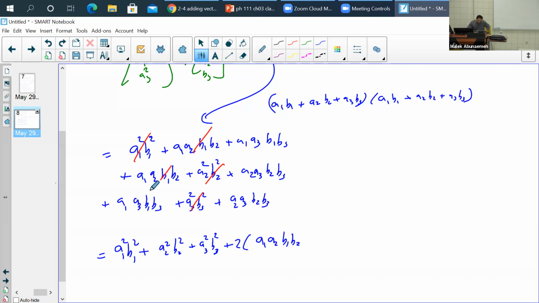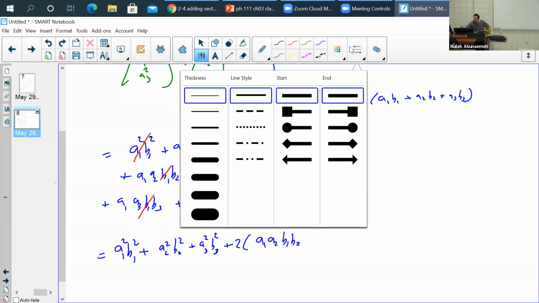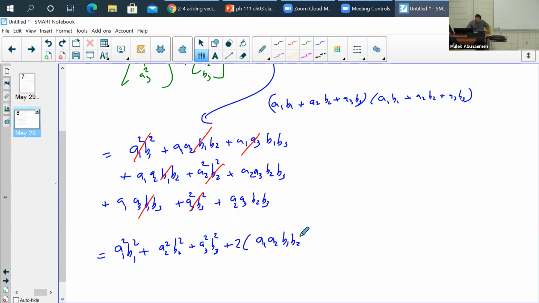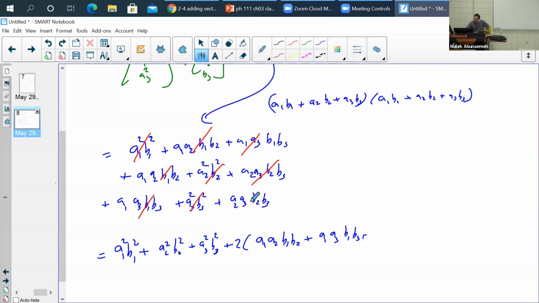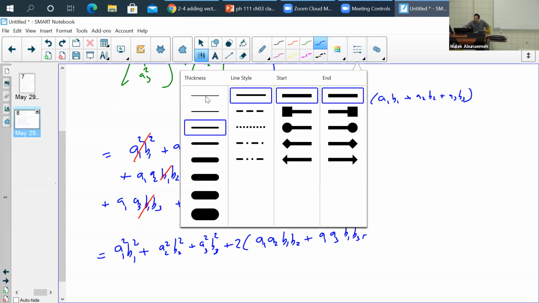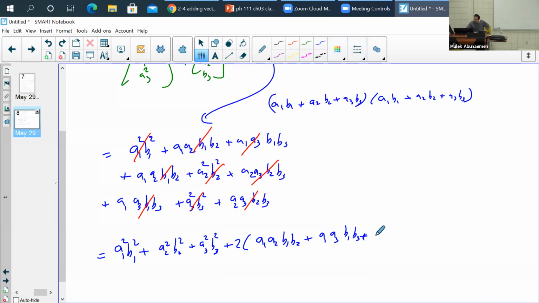And then you got A1A3B1B3, plus A2A3B2B3. Oof, that was a long equation. Let's call this equation number 2.